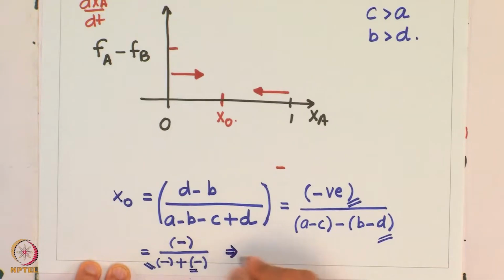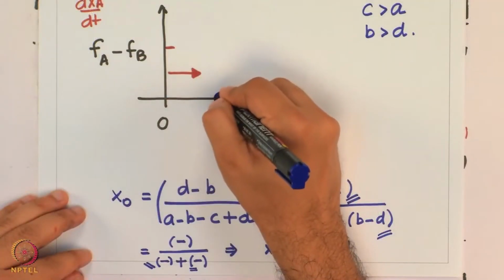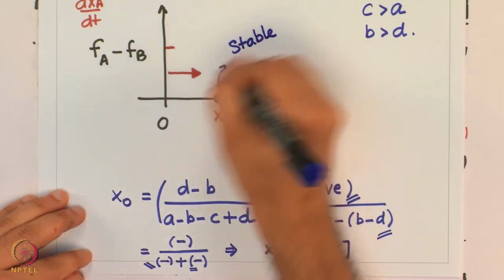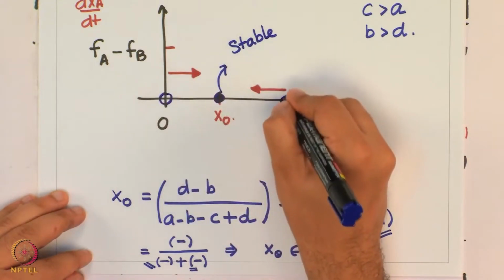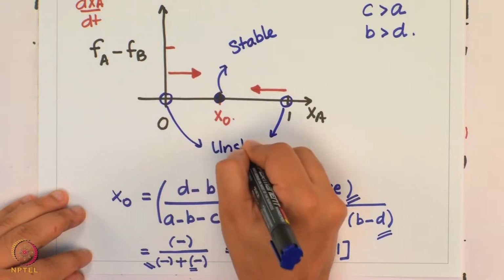What this implies is that x naught under these conditions will always belong to the range 0 to 1, which means that this particular steady state does exist, and our stability analysis here shows that not only does it exist, but it is also stable in nature. So, this x naught is the stable steady state associated with the system, and these two are the unstable steady states associated with the system.